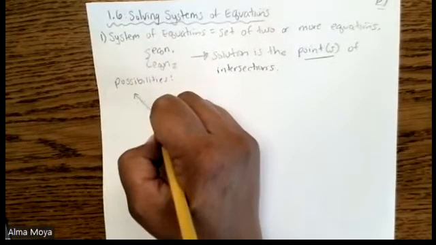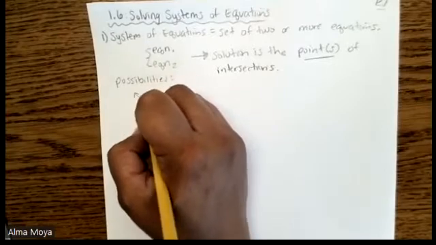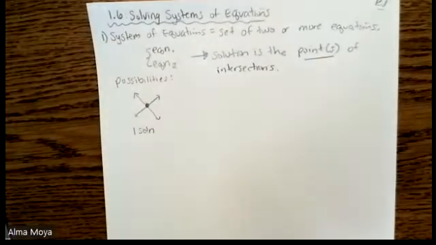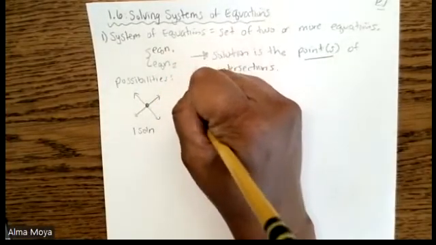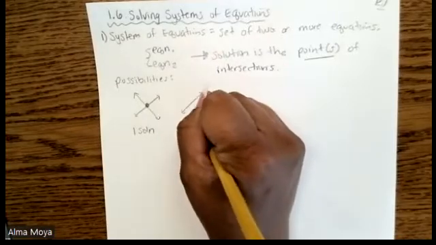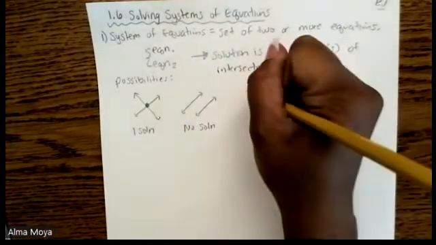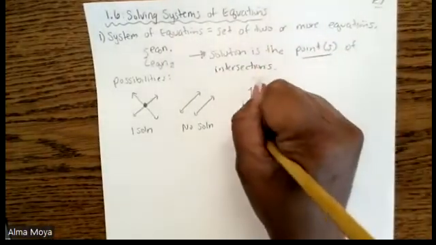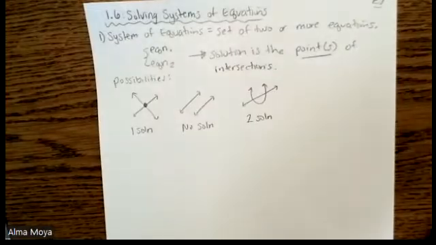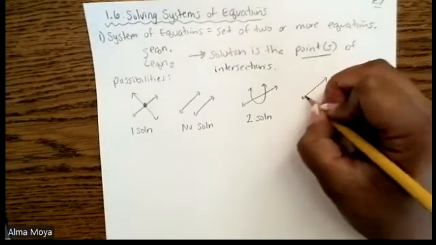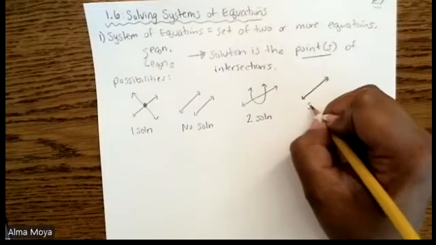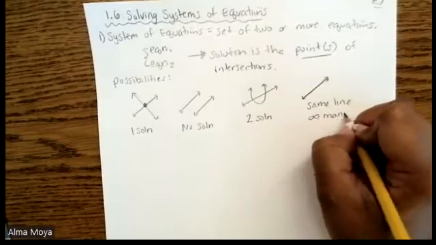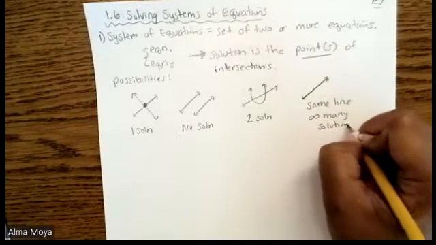You can have one intersection if you have two lines that have one solution. You can have no solution because the lines could be parallel. You can have two solutions if you have a parabola and a line. Here we have two solutions. You can also have infinitely many, meaning it's the same exact line. Infinitely many solutions.